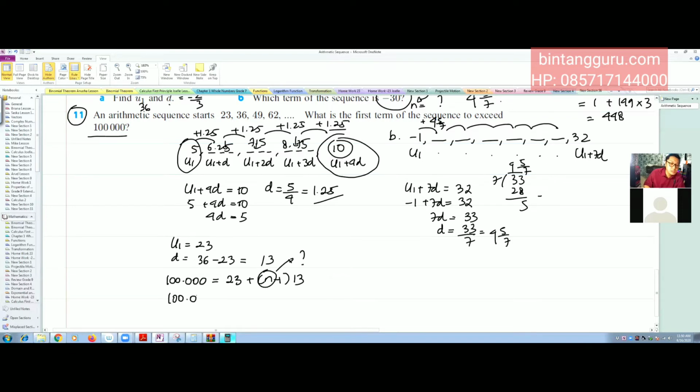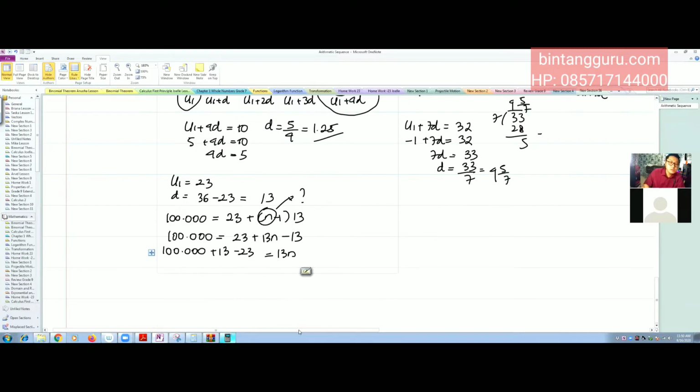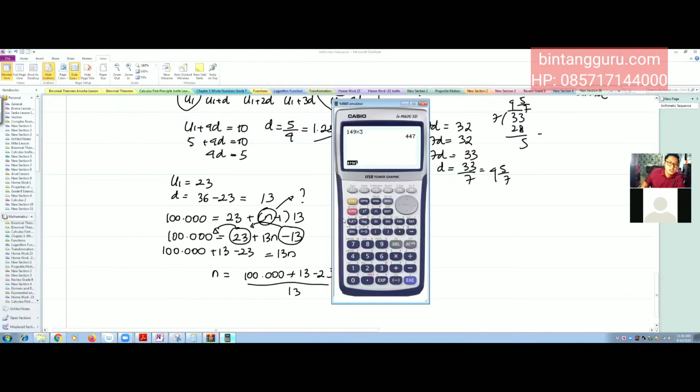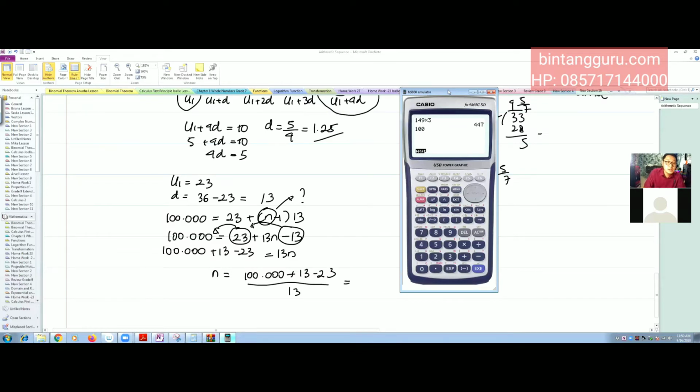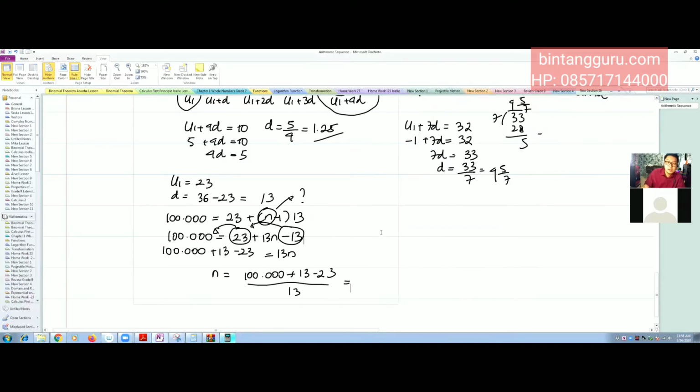So this is 100,000 equal 23 plus 13n minus 13. So 100,000 plus 13 minus 23 equal 13n. So we move all to the left. n will be 100,000 plus 13 minus 23 over 13. We have to use a calculator. So this is 100,000 plus 13 minus 23, divided by 13. Wow, 7,691.